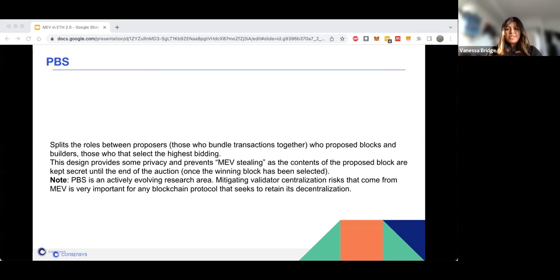So basically this is just explaining how we're separating the roles, and it's kind of like preventing this MEV stealing. But it's a new protocol, and there's always ways that people find to continue exploiting for MEV extraction. So it's not a catch-all, and it's still being researched as a component of proof of stake at large. So next slide.